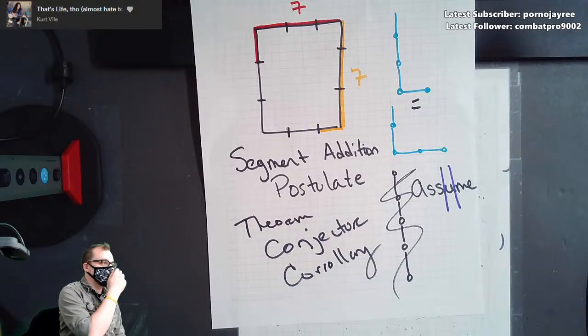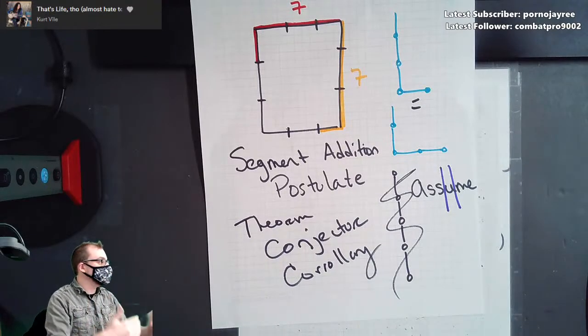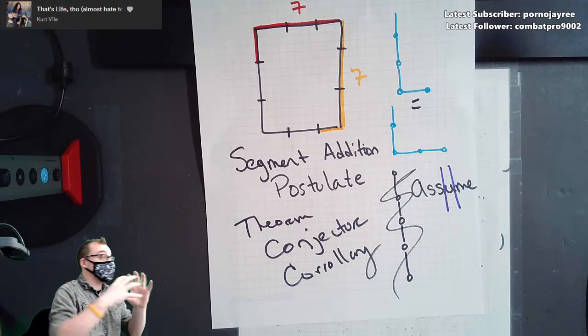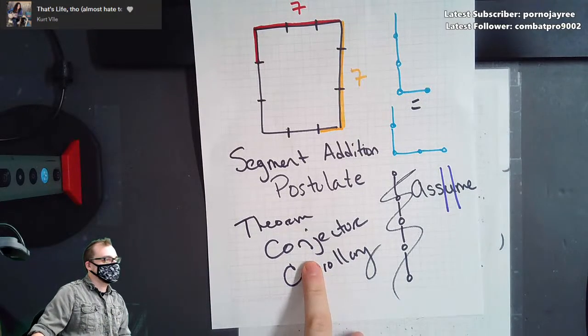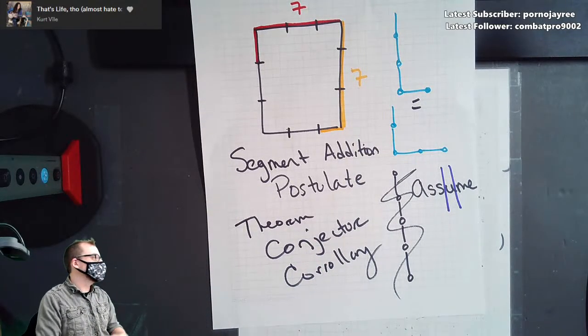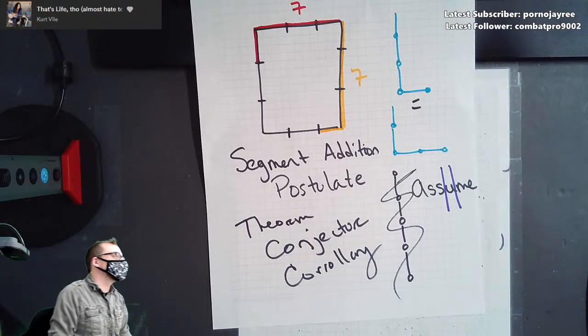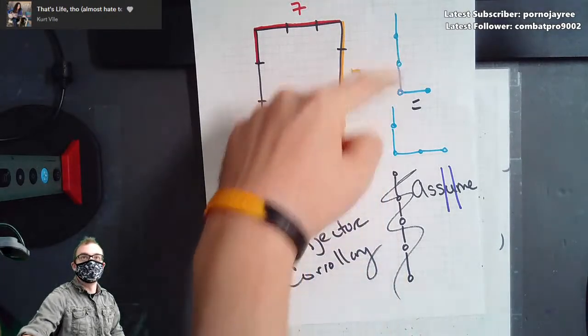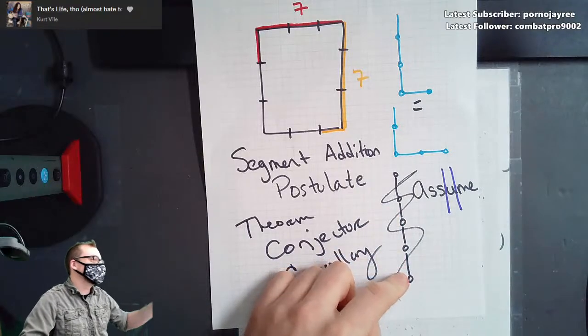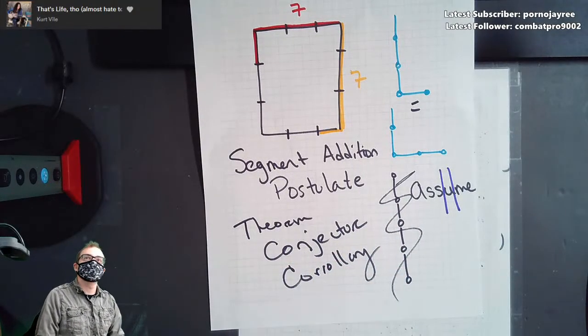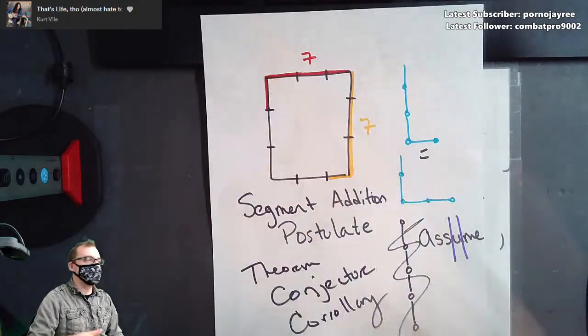Postulate, leap of faith. Theorem, something that's proven, usually built on other theorems, or fundamentally postulates. No yawning in math class. Conjecture. Hypothesis. Corollary, something you get for free because it's already been proven, right? That's the segment addition postulate. That's not new news, okay? Corollary. So how long is this square all the way around?